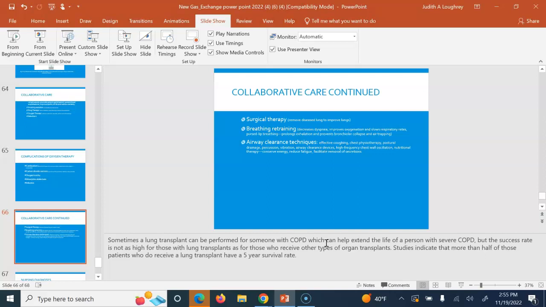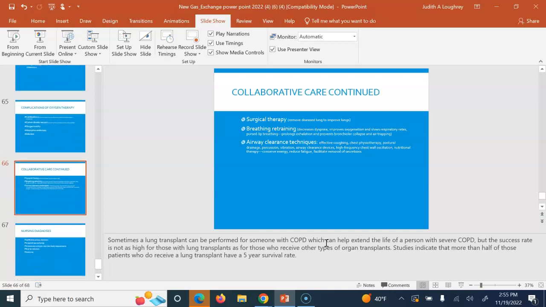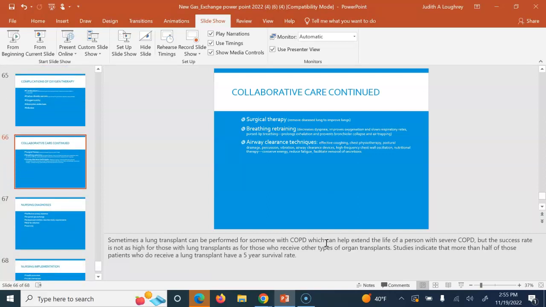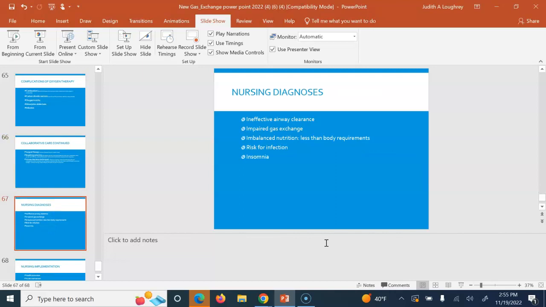Sometimes a lung transplant can be performed for someone with COPD, which can help extend the life of a person with severe COPD, but the success rate is not as high for lung transplants as for other types of organ transplants. So although it can help, you're not seeing people survive and have a quality of life like someone who might have a kidney transplant or a liver transplant. Some nursing diagnoses for someone with COPD: ineffective airway clearance, impaired gas exchange, imbalanced nutrition less than body requirements, risk for infection, and insomnia.